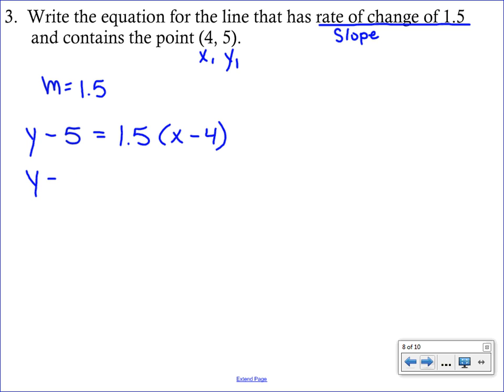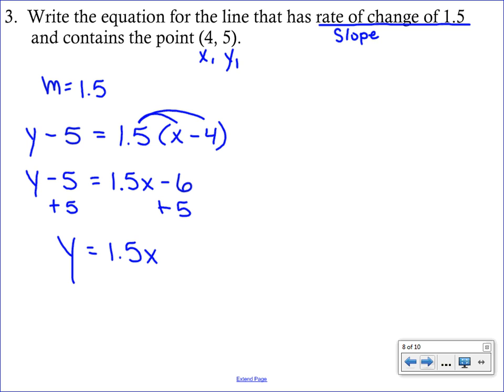So we don't have to do anything on the left-hand side, just bring that down. Distribute your 1.5, so we have 1.5x minus 6. And then add 5 to both sides to isolate your y. And our final equation is y equals 1.5x minus 1. Slope-intercept form is again our goal.